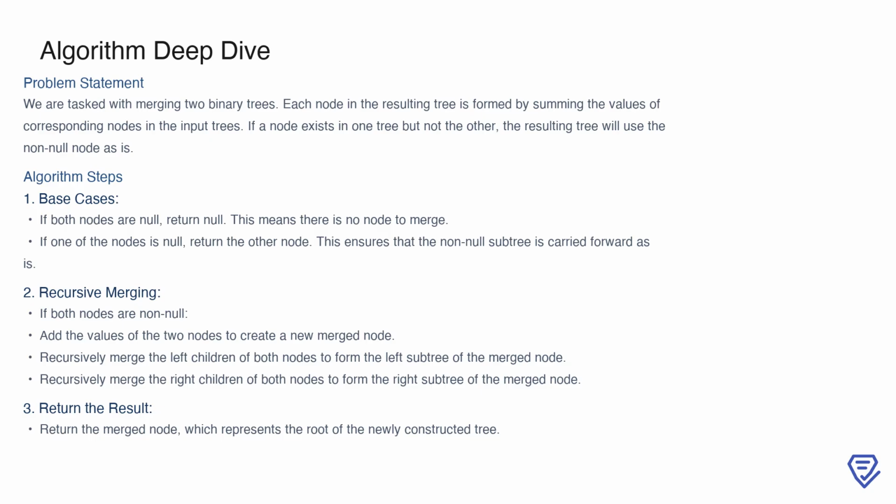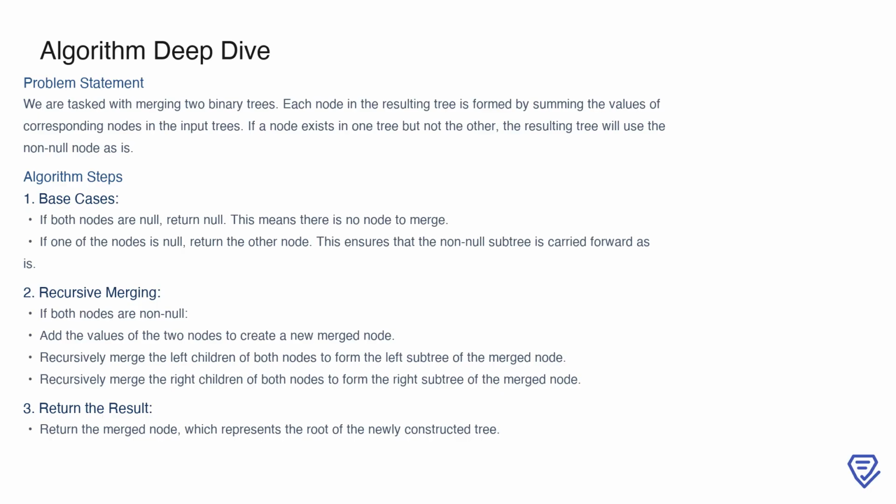The problem involves merging two binary trees such that the resulting tree is formed by summing the values of corresponding nodes from the input trees. If a node exists in only one of the trees, we simply use the non-null node as it is. To solve this, we use a recursive algorithm.